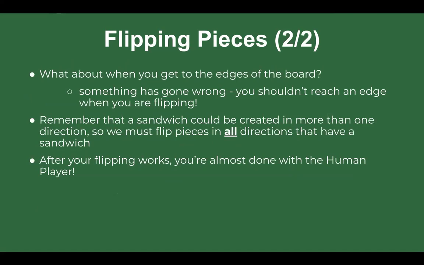And then if you get to the edge of the board, something's gone wrong. You shouldn't ever reach an edge when you're flipping because remember, you have to reach your own piece at the end of a sandwich. And a sandwich could be created in more than one direction. So make sure you're flipping pieces in all directions that have a sandwich, not just one. And after your flipping works, then you'll almost be done with human player.